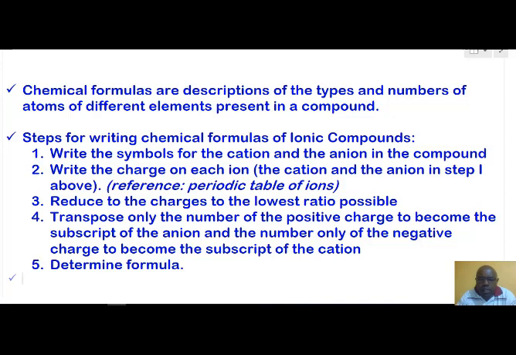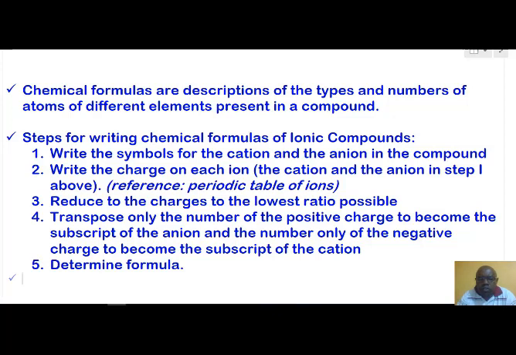In the process of writing chemical formulas of ionic compounds, we are going to follow the following steps. Step number 1, write the symbols of the cations and the anions present in the compound. Number 2, write the charge on each of the ions, the cation and the anion in step 1 above. To know the charge of the cations and anions, we are going to refer to the periodic table of ions. Number 3, reduce the charges to the lowest ratio possible.